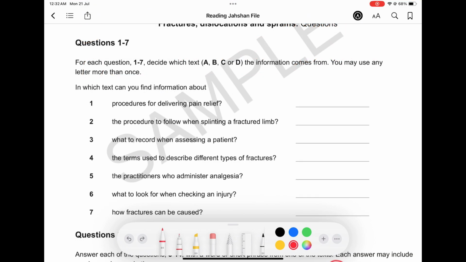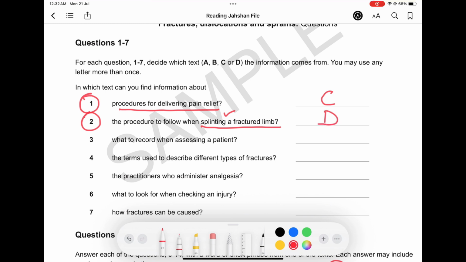So this is the reason we do questions 1 to 7 in the end, because we have gone through this paragraph many times. So now this becomes a piece of cake for us. For example, question number 1, procedure for delivering pain relief. The pain relief thing was in part C, the morphine part. Then the second question, the procedure to follow when splinting a fractured limb. The splinting thing is again here in text D, the backslap text.